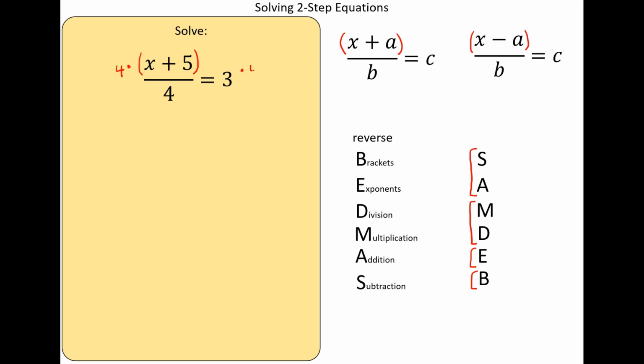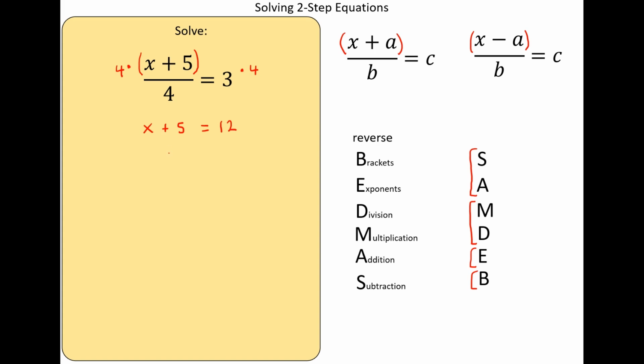If I do that, if I times by 4 and I'm dividing by 4, I just get 4 divided by 4, which is just 1, right? In front of here. So I just have x plus 5 on the left side now. On the right side, I get 3 times 4, which is going to be 12. So now I have x plus 5 equals 12.